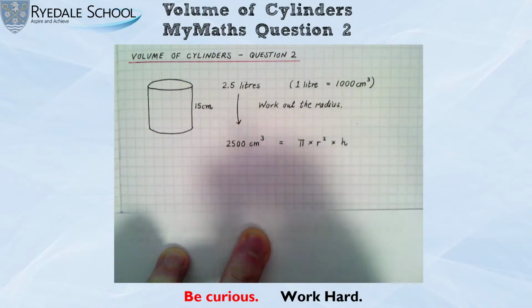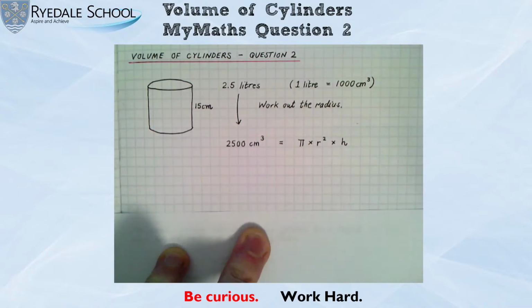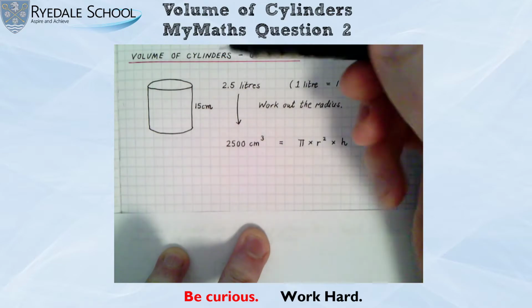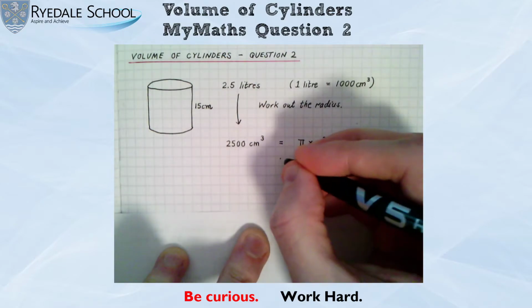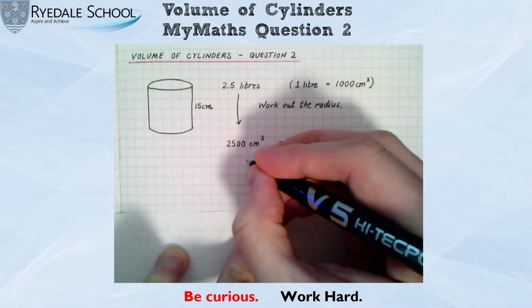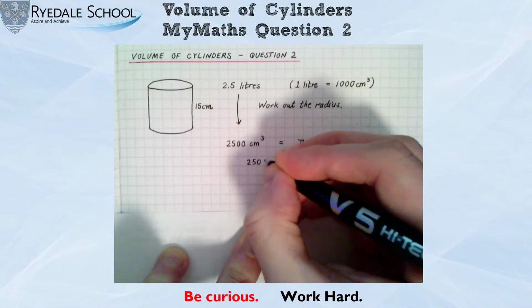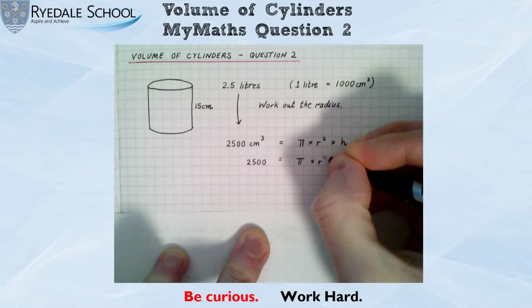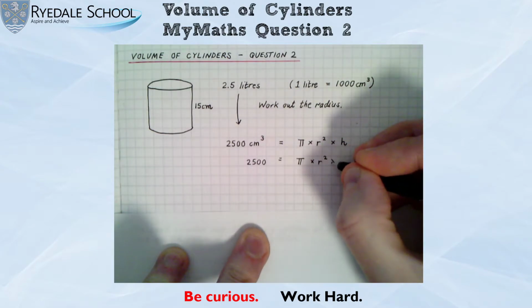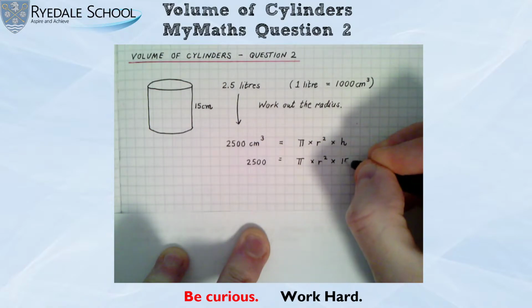What I'm going to do is substitute in what I do know, because I know the height of the tin is 15. So on my next line, I could write 2,500 equals pi times the radius squared times the height, which is 15.